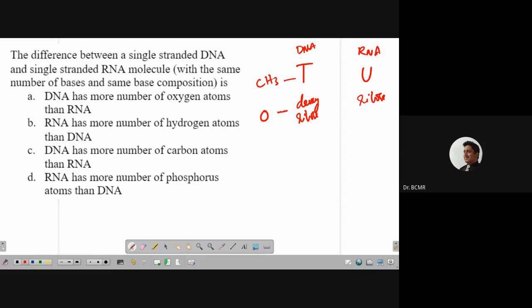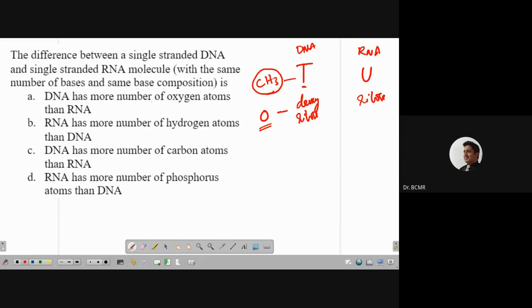So that is what you should always remember. Instead of remembering that DNA has T and RNA has U, just remember it's one additional methyl group between thymine and uracil, and between deoxyribose and ribose, it's one oxygen atom. So probably there is more than one option that could be right. Think of it and then you can answer it.